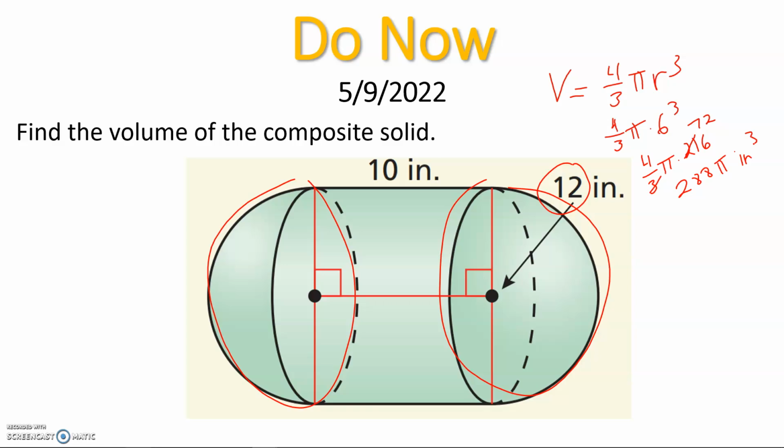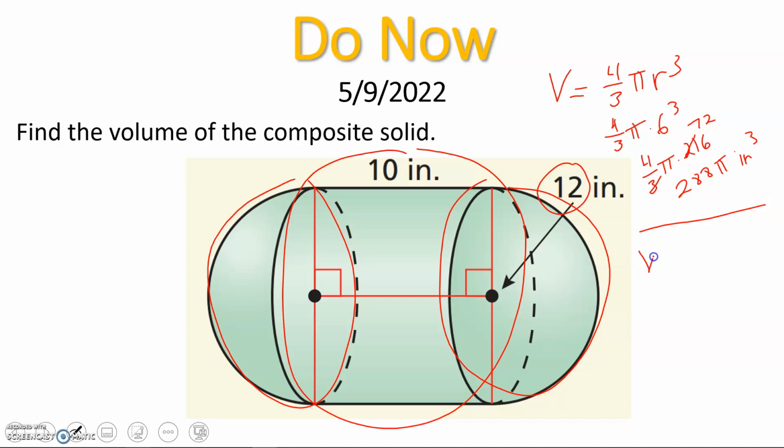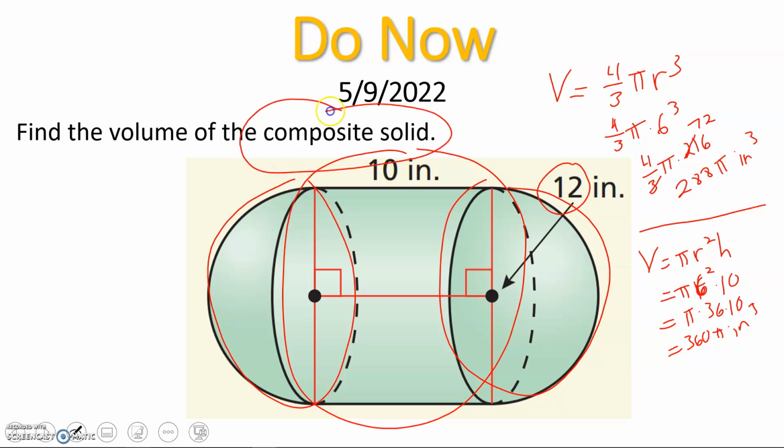Now note that is just for the spheres. So we must also account for the cylinder volume. We know that the volume of the cylinder is given by pi r squared h. In this case, that is pi, our radius is still 6, so 6 squared, times h, which is 10. That is pi times 36 times 10, that is 360 pi inches cubed.